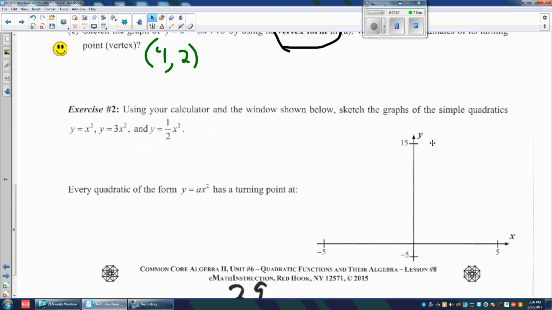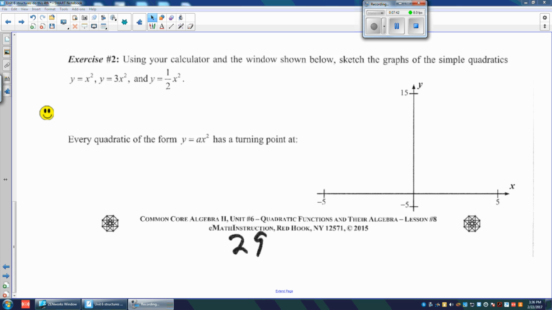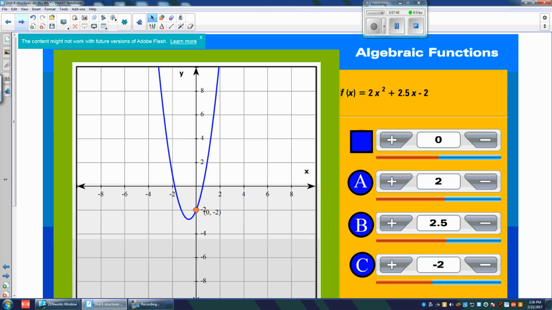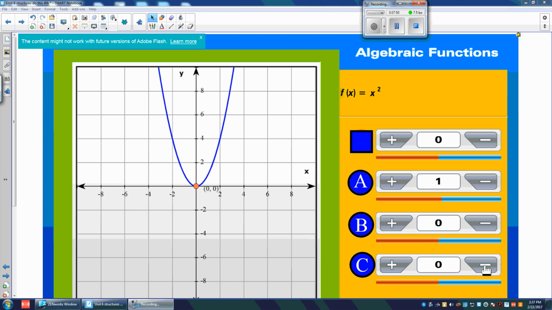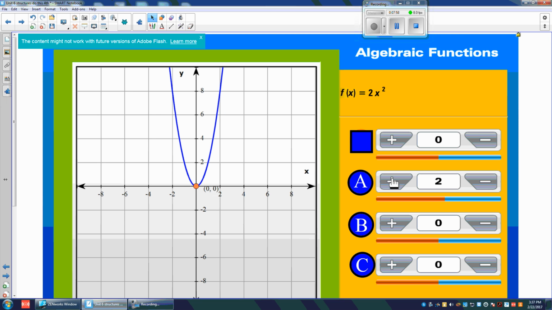Exercise 2. Let's see if I really want to use the calculator. I've got something special for us. So we're going to do x squared, 3x squared, and a half x squared. So when we take a look at this, okay, let me turn it into x squared. There, that's what the parabola looks like when it's x squared. Now, let's take a look at what it looks like when it's 2x squared. Wait, what happened there? See that?